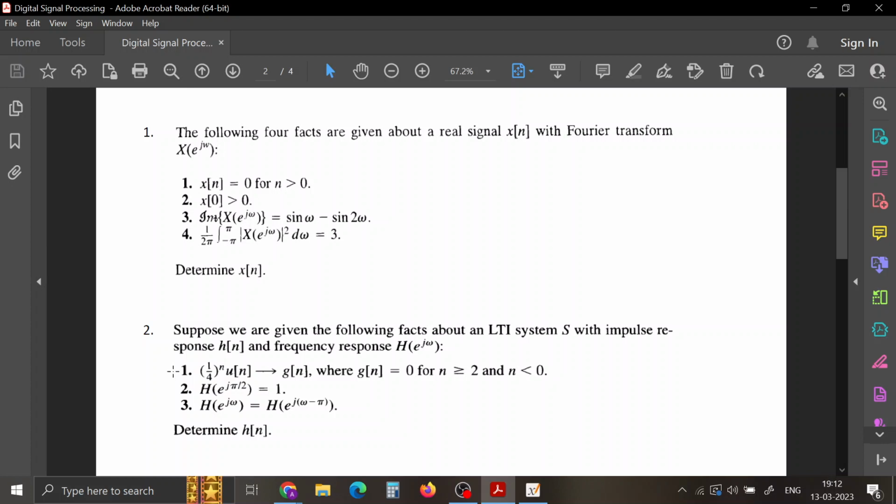It's again an easy problem only. So let me write it down once again on a fresh page.